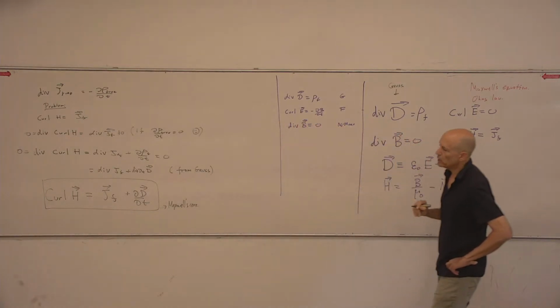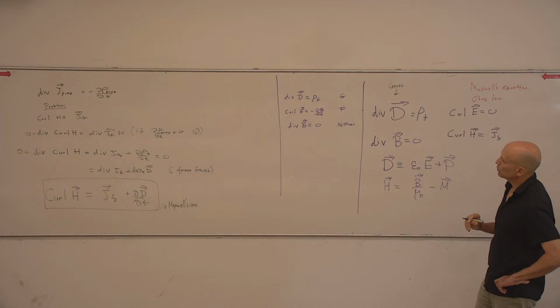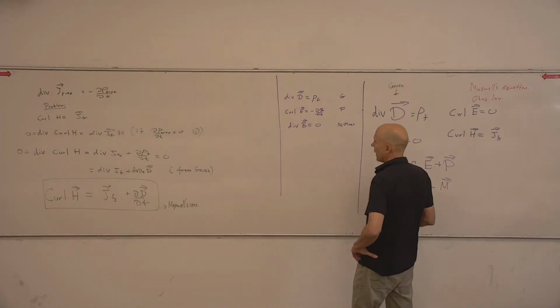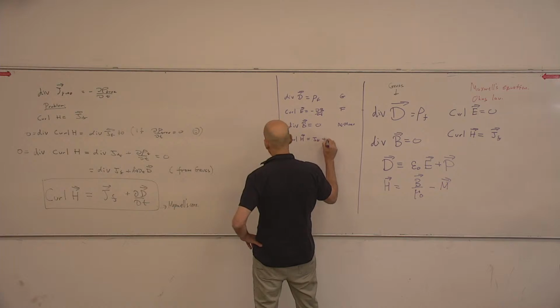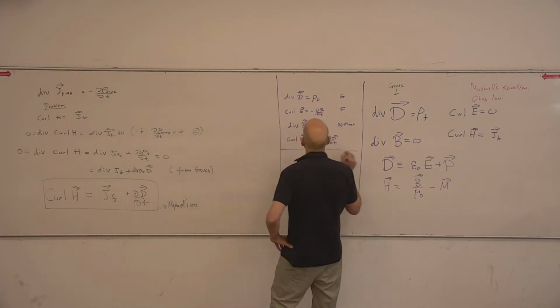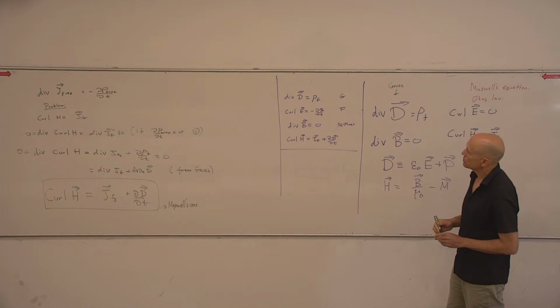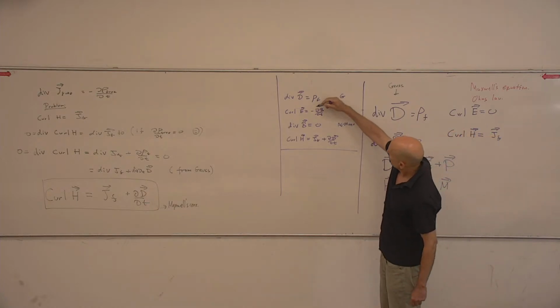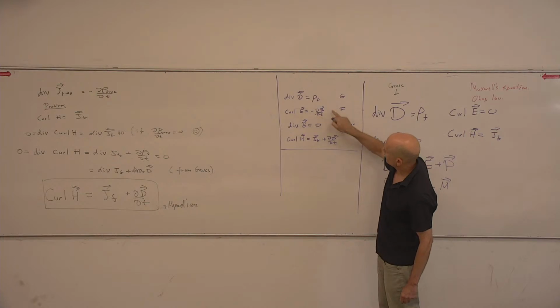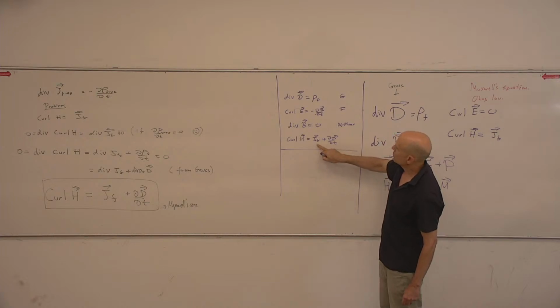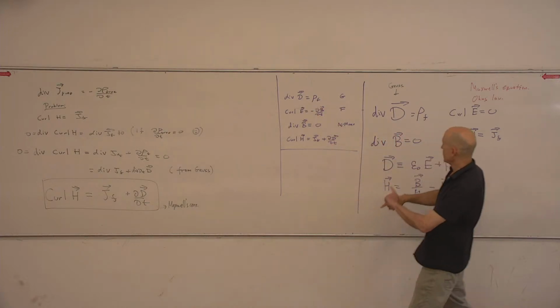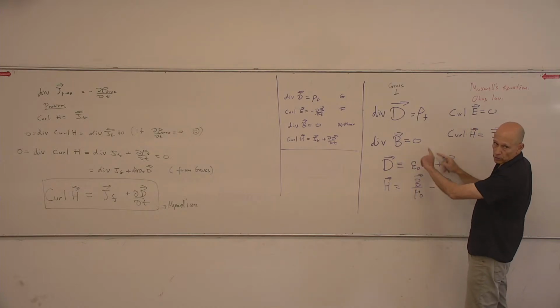Otherwise someone will get a Nobel Prize. No magnetic monopoles. And finally, curl H is equal to J free plus dD/dt. Now, in these equations, we have two equations which contain only E and B and no sources, and two equations with sources, but they contain D and H, and everything is tied up by this definition here.